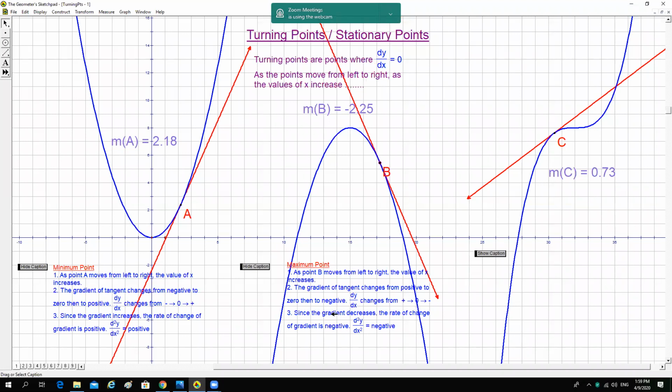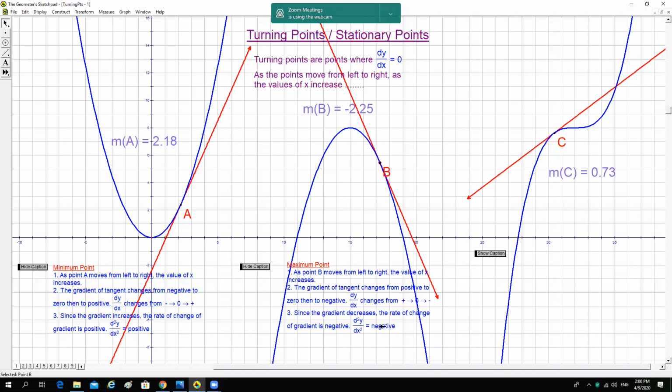Next one. Now the gradient decreases. The rate of change of gradient is negative. Okay, we are talking about the rate now, not the gradient. We are talking about the rate of change of gradient. So if the gradient decreases, the rate of change of gradient is actually negative. And in symbol form, the rate of change of gradient is d2y over dx squared. So d2y over dx squared is negative.